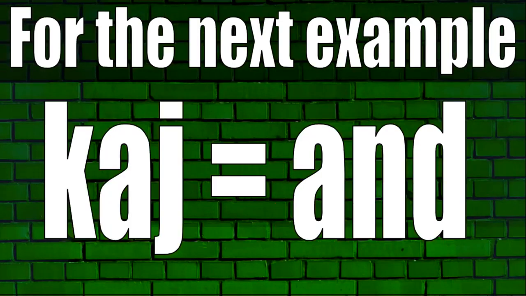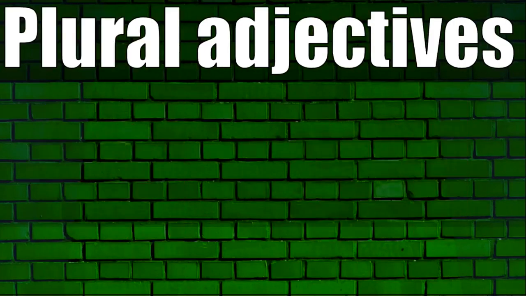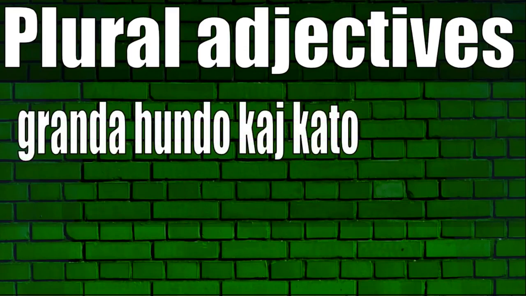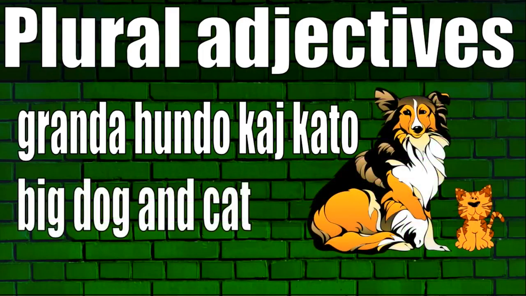For my next example, please take note that kaj means and. So what about granda hundo kaj kato? Notice that there's no letter j on granda, but there are multiple nouns in the sentence. So what is granda describing? Well, it's describing the dog, so this translates to big dog and cat. It's not saying that the cat is big, it's only saying that the dog is big.